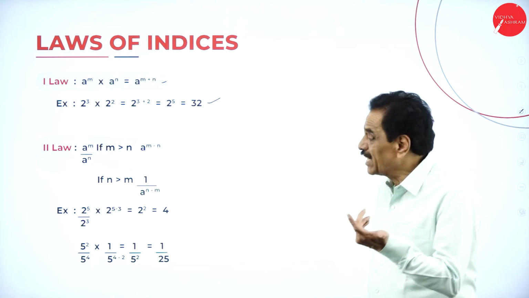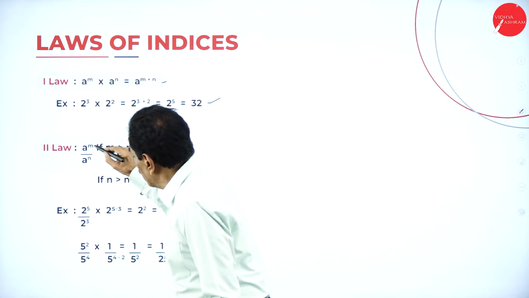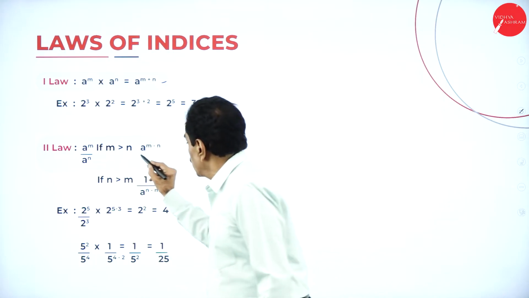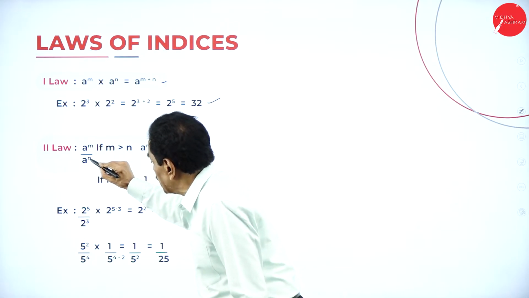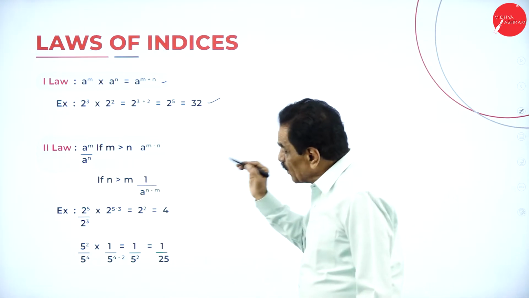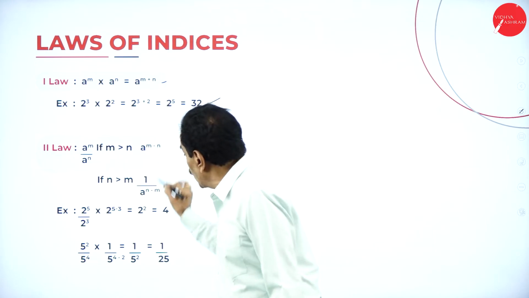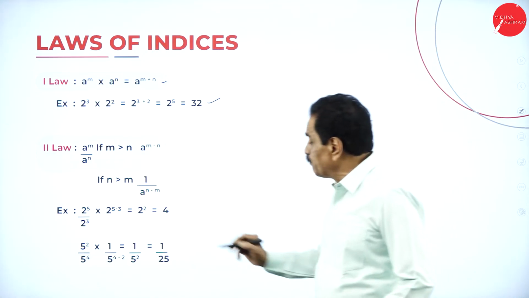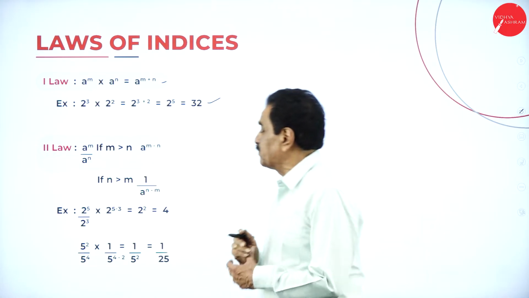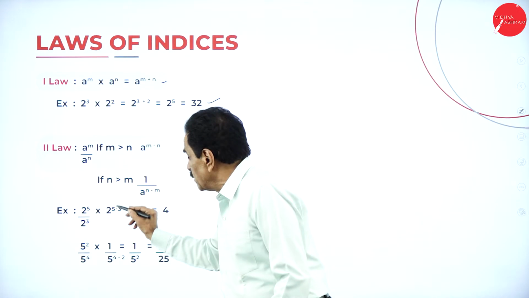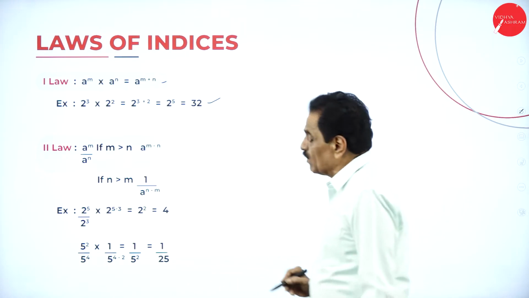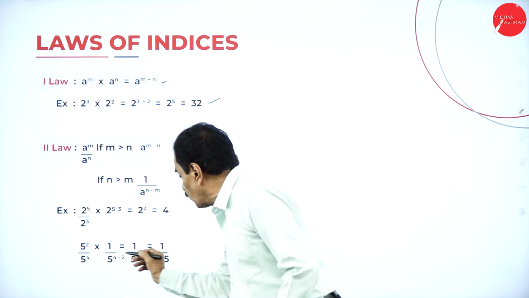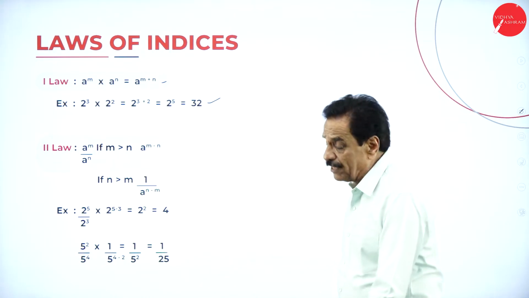Then we'll go to the second law. A to the power of m divided by a to the power of n. If m is greater than n, it is a to the power of m minus n. By chance, if n is greater than m, it is 1 over a to the power of n minus m. Example, 2 to the power of 5 divided by 2 to the power of 3. Here 5 is more than 3, so 2 to the power of 5 minus 3, 2 square is 4. Then 5 square divided by 5 to the power of 4, where 4 is more, so 1 over 5 to the power of 4 minus 2, 5 square is 25.